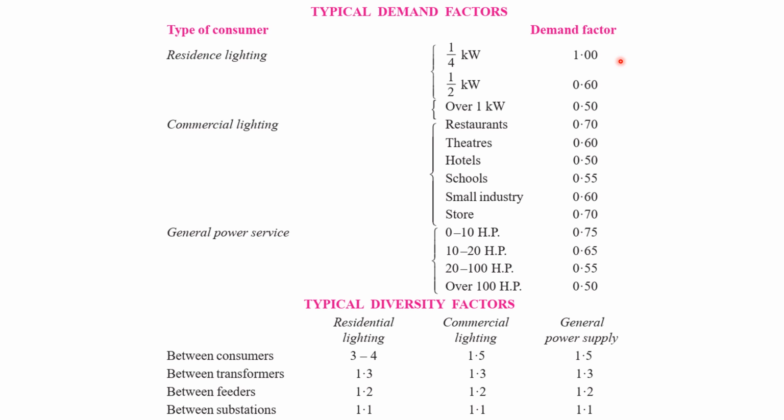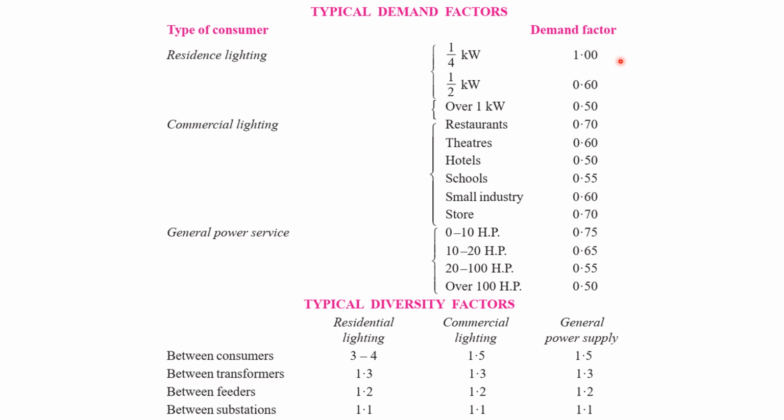If you talk about lights whose rating is, let's say, 500 watts, the demand factor is 0.6, which means that the connected lights may be more than the lights which are actually switched on. And over 1 kilowatt, which falls under the category of commercial lighting as well, the typical demand factor would be 0.5.